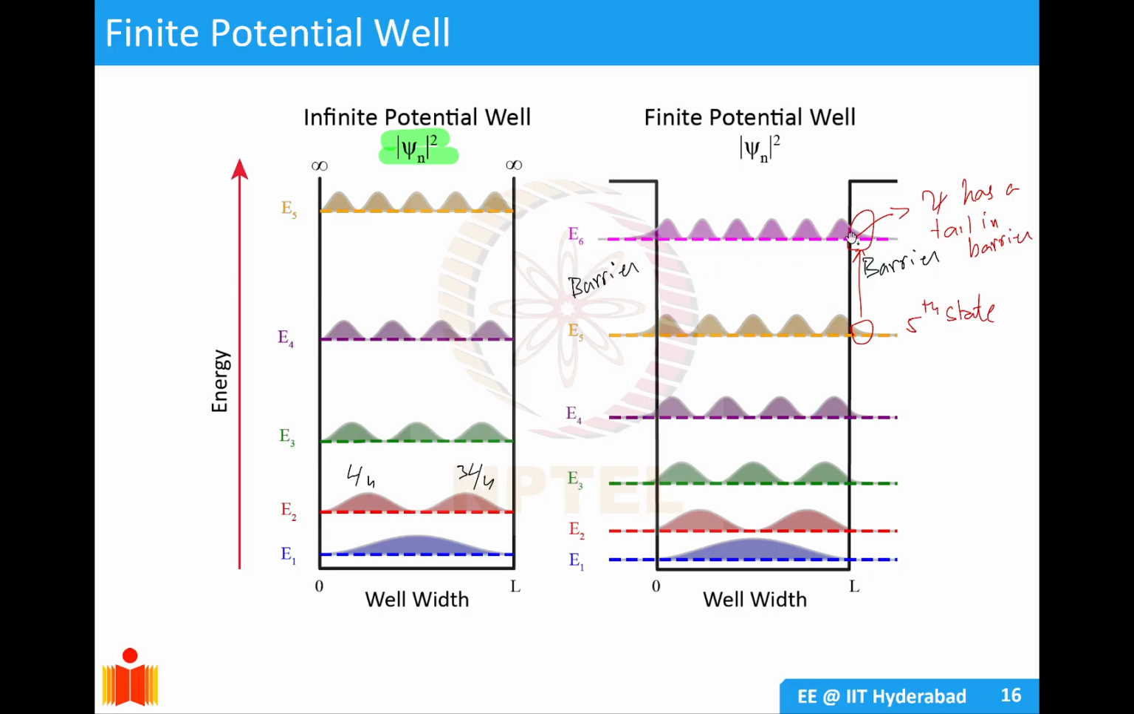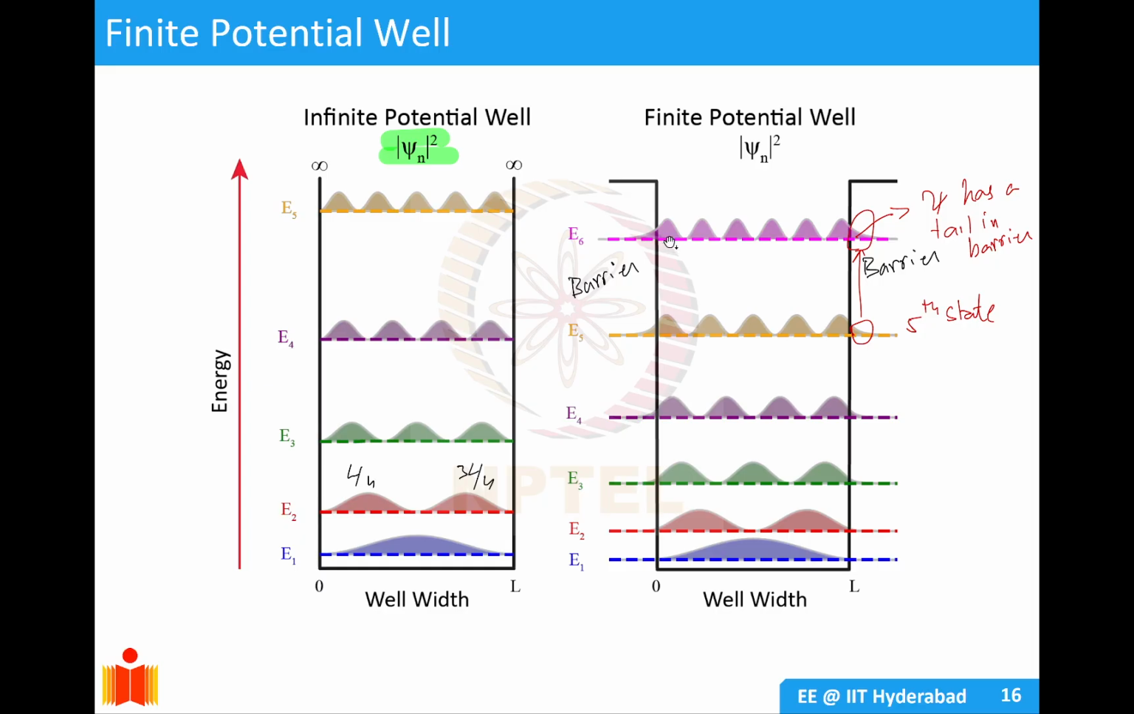So you can see for finite potential well, for each of these there is some tunneling tail in the barrier region, and you can also see the energy has been greatly reduced. Here the E5 is coming here. Here the sixth energy state is coming below the fifth energy state in the infinite potential well. So the energy has been reduced.